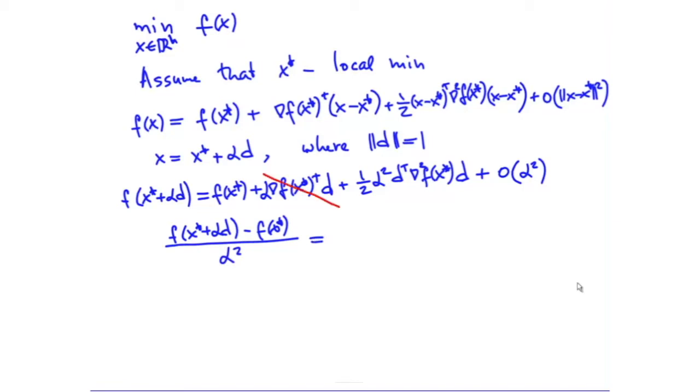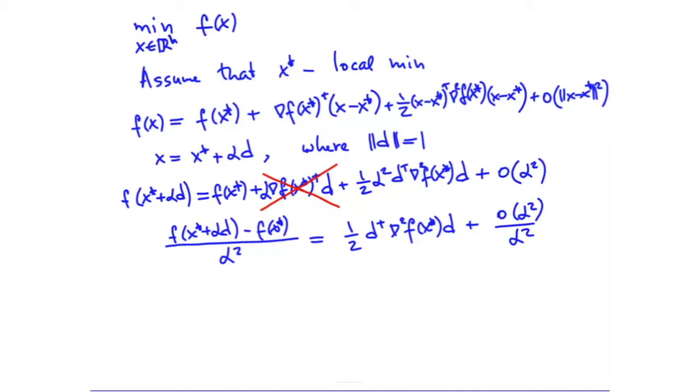We can ignore this term because we assume that x star is a local minimum, and if it is a local minimum, then the first order necessary condition must be satisfied, and the gradient of f in x star must be equal to 0. So this term vanishes for us. What remains will be 1/2 alpha squared times this quadratic, but when we divide by alpha squared, it will be just 1/2 d transpose times the Hessian of f in x star times d, and then here we have o small of alpha squared divided by alpha squared. Okay, so let's analyze this expression here now.